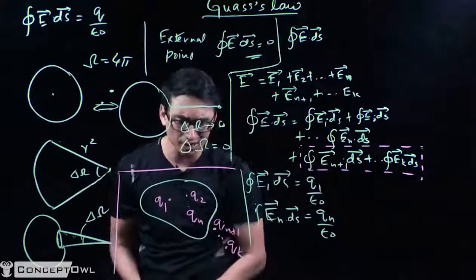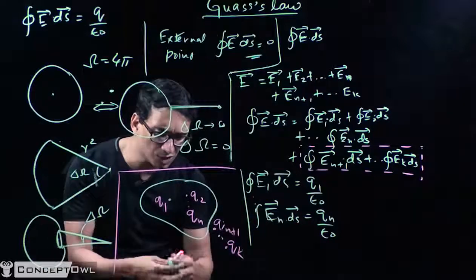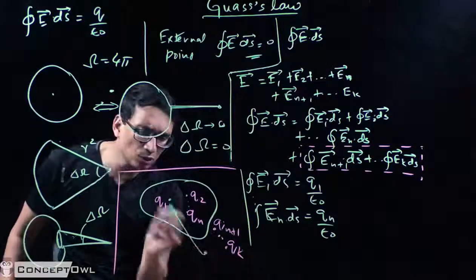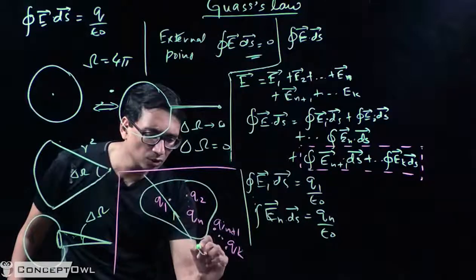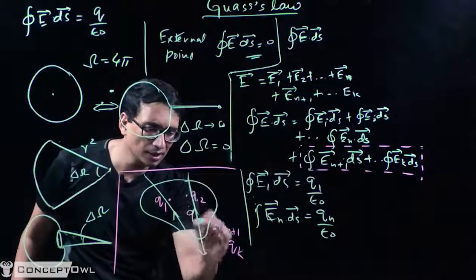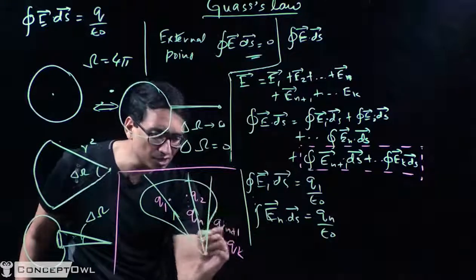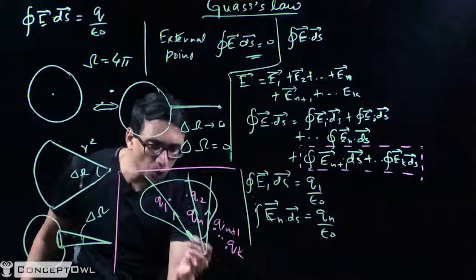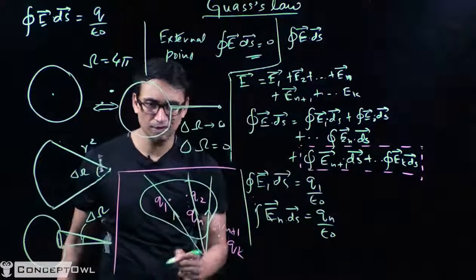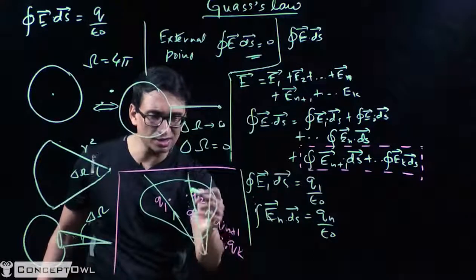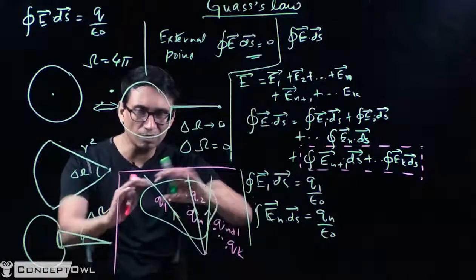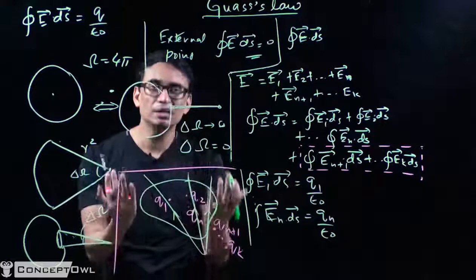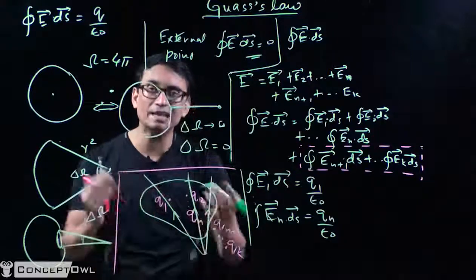If I take a charge outside, let us say I take one charge here, this charge will have electric field lines going like this, going like this, and so on. Now as you can see, these field lines will go in once and go out once. From here also they enter once and exit once. So the total number of lines crossing the whole surface is going to be 0, because this is entering, this is exiting, and they cancel each other.